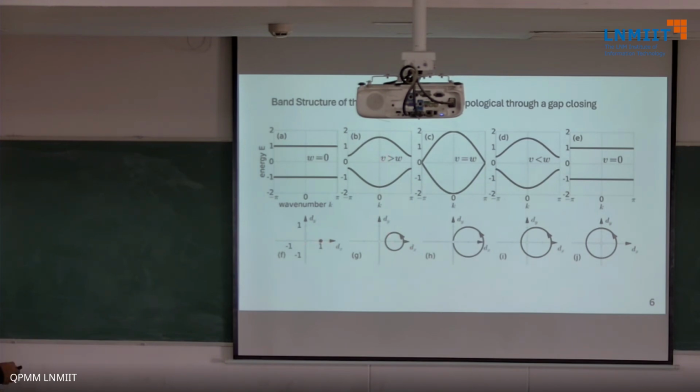Here it's an insulator. This is also an insulator, but the condition here is that V is greater than W. Here V is less than W. Here the circle, the dx dy, as you vary k, doesn't enclose the origin. This just touches the origin and this encloses the origin. So there is a topological insulator and there is a trivial insulator. So in going from a trivial to a topological, you have to go through the gap closing transition.